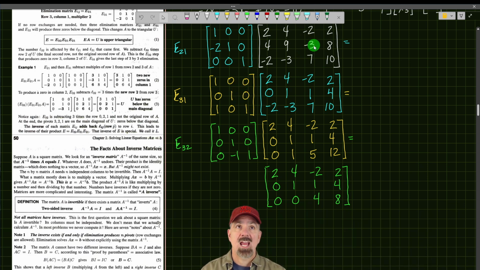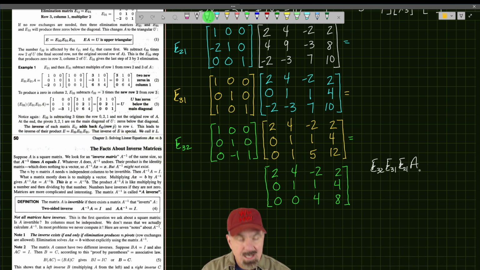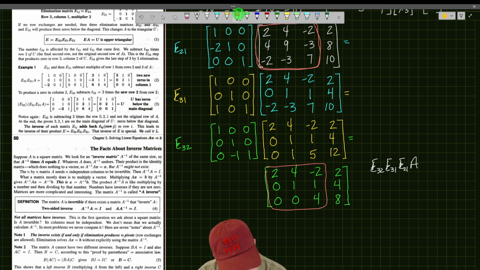So we took the matrix A and multiplied by E21 on the left, then E31 on the left, and then E32 on the left. Let me go back to the gray and write that down. We started with A, and then we did an E21 and then an E31 and then an E32. It's not just the A matrix, but that's what we're going to talk about. In this case, we're actually solving a system, so we had an augmented matrix. But what I want to focus on is this A matrix right here and the resulting U matrix, which is down here.